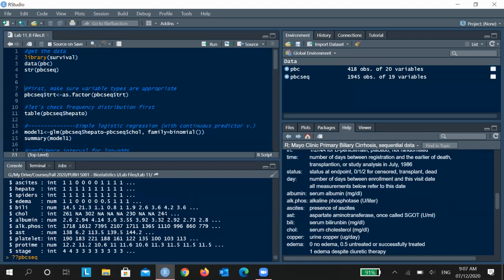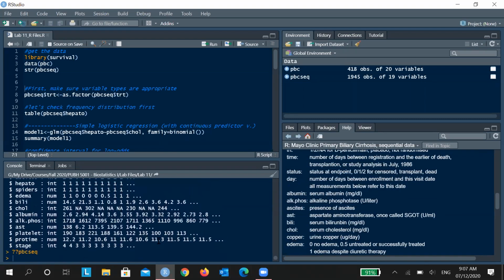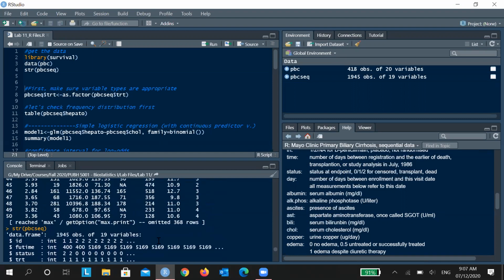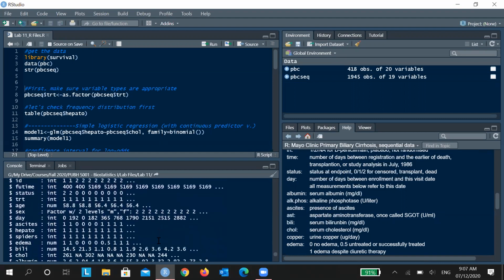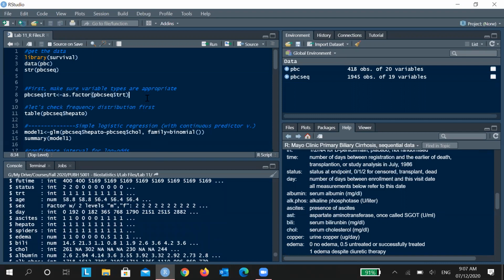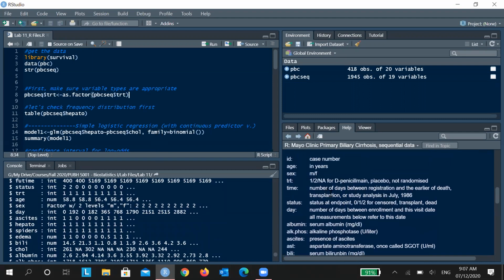So we are going to use a couple of variables from the data, obviously not all. So let's just look at some variables. I think I'm going to use the TRT variable for sure. TRT is randomization, so either someone got the drug penicillamine or the placebo. Not randomized means they're not part of the trial, like that's missing.